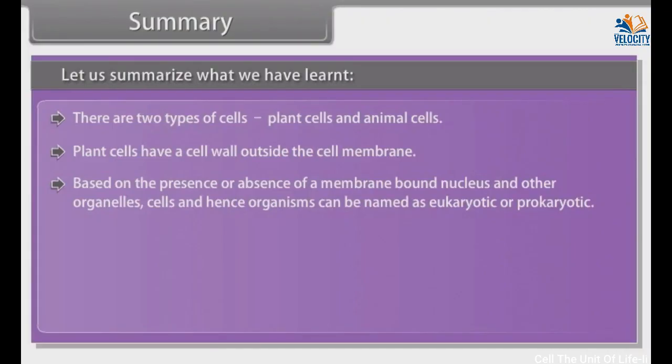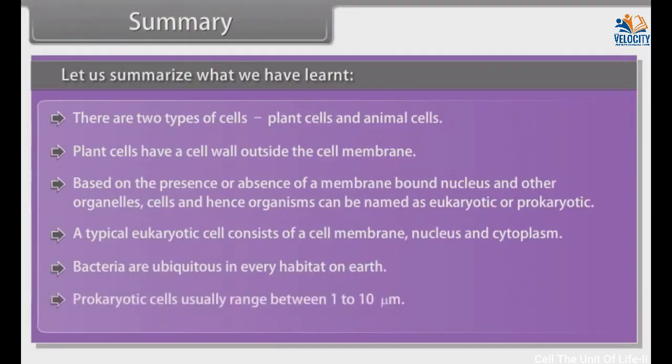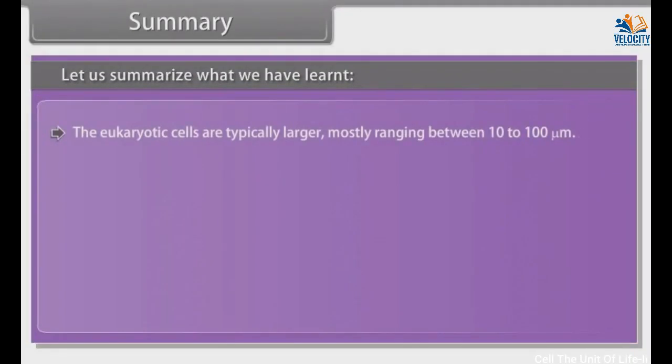A typical eukaryotic cell consists of a cell membrane, nucleus and cytoplasm. Bacteria are ubiquitous in every habitat on Earth. Prokaryotic cells usually range between 1 to 10 micrometer. The eukaryotic cells are typically larger, mostly ranging between 10 to 100 micrometer.